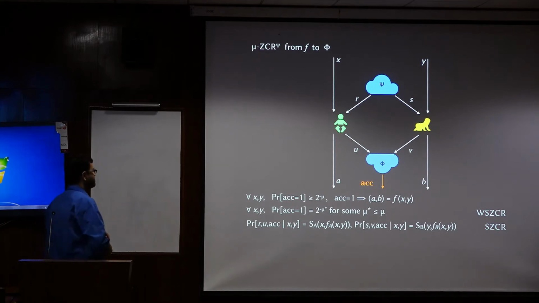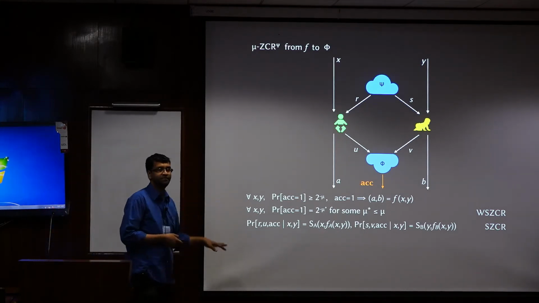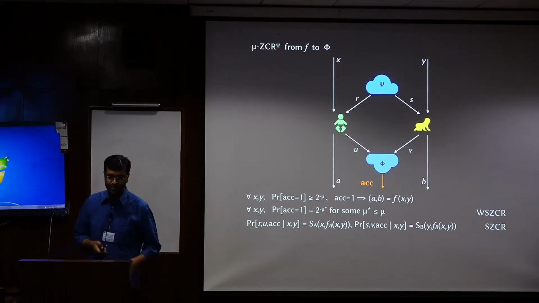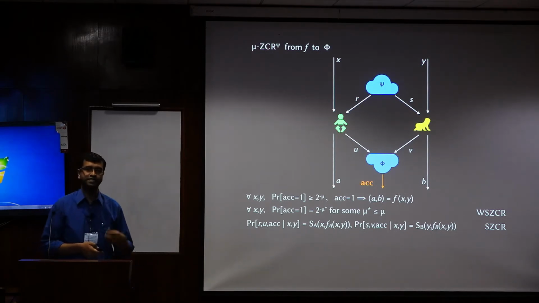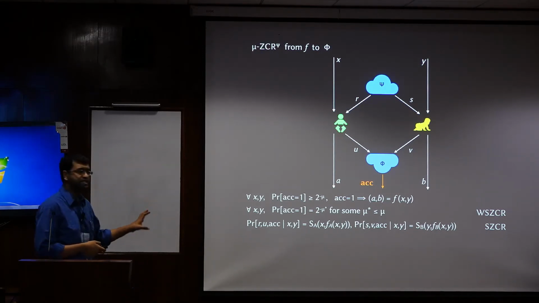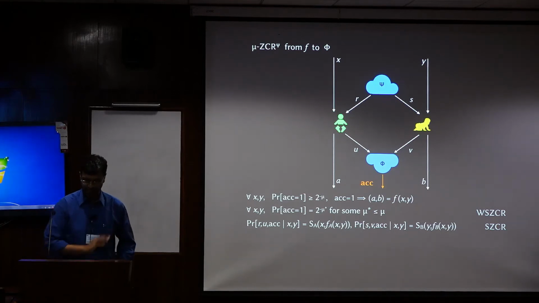There's a simpler definition, and this is all perfect correctness and perfect security. You can relax it to statistical correctness and statistical security, and the definition does get a little hairier, but basically there's a definition.